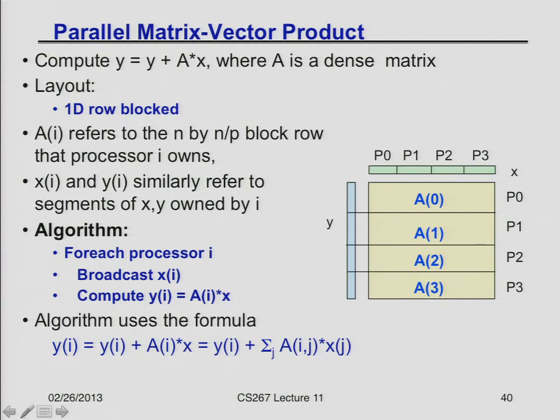So the obvious algorithm is for each processor, I need to broadcast the piece of x that I own to everybody. Then when everybody owns x, I can take my big submatrix, my A sub 0, multiply it by the entire x vector, and update just the local value of y. And so that's a perfectly natural way to do it. That's going to be the algorithm we're going to mimic in the matrix multiply case.